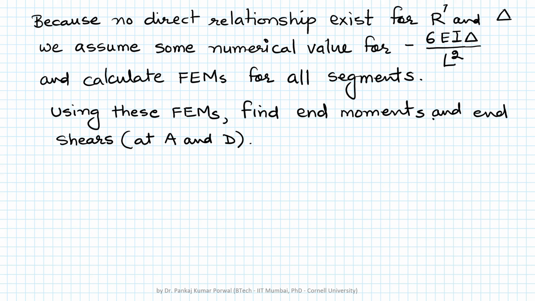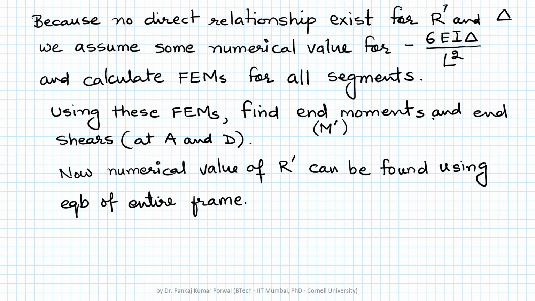Now once we have all the end moments and these end shears, we can write equilibrium in case 2 for entire frame and find numerical value for R dash. So here the end moments that we have obtained in case 2, they correspond to this numerical value of R dash. Now in 99.99% cases, this R dash will not be equal to R of case 1.